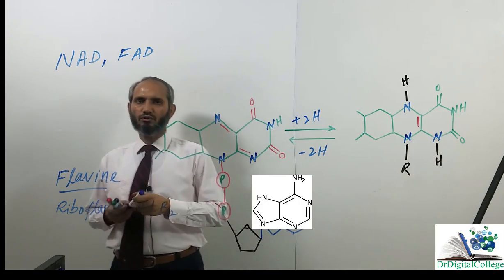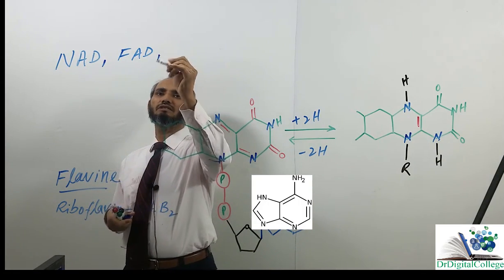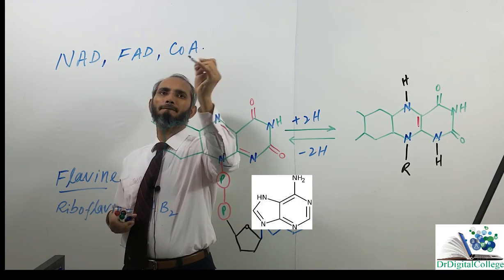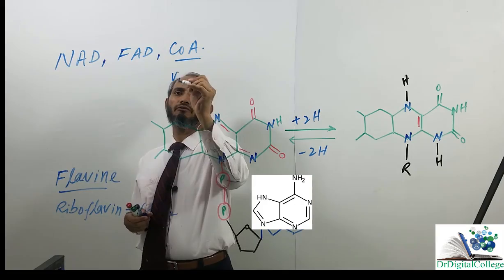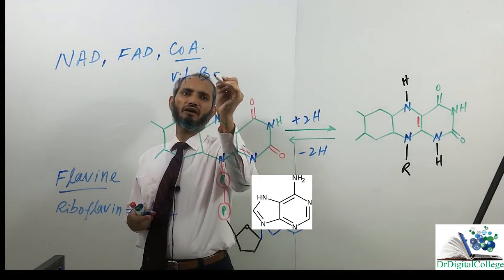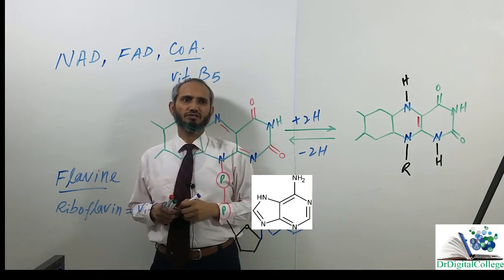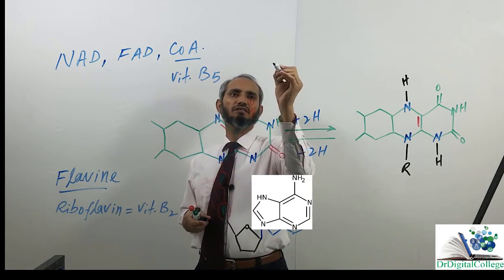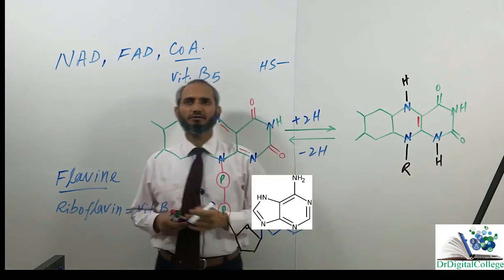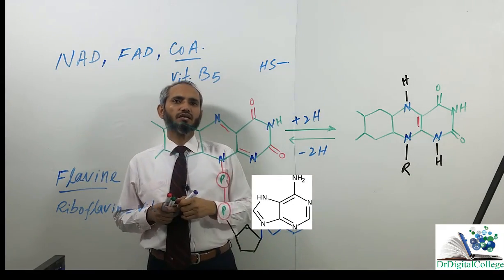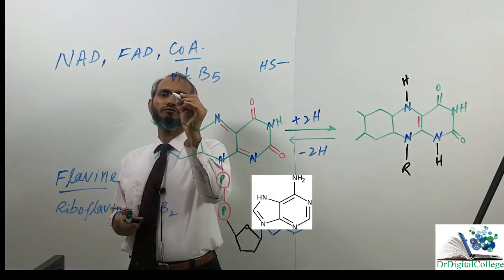Now, let's see what the next one is, coenzyme A. Coenzyme A is the derivative of vitamin B5. It's a complex structure, but with it there is a sulfhydryl group attached to the complex structure. And now, coenzyme A is a carrier of the acetyl group.